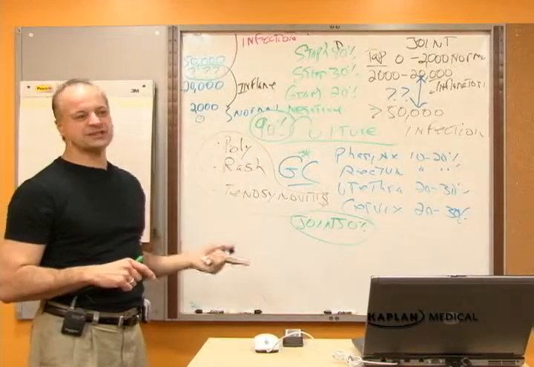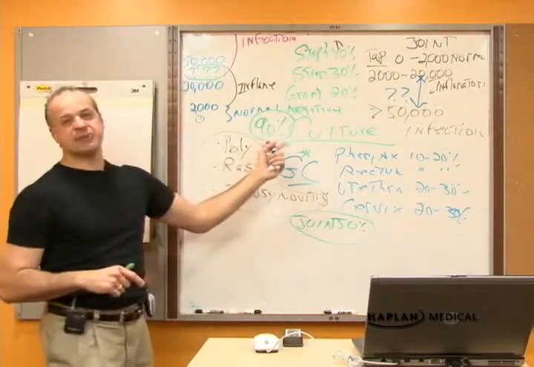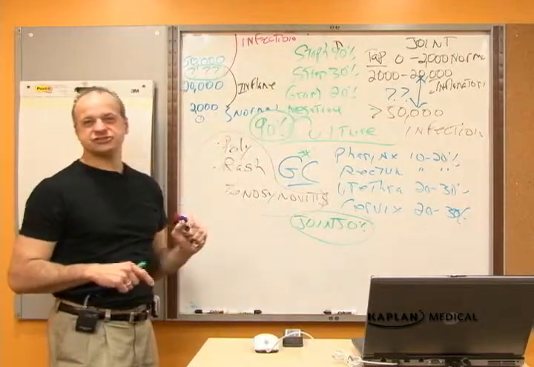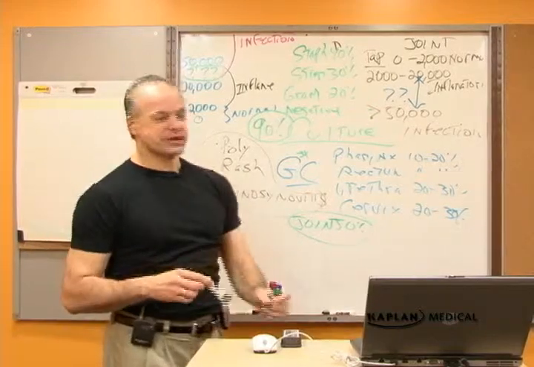The gram stain will be positive in 60 to 70%. The culture positive in 90%. However, that's for staph and strep and gram negatives. Now, who gets septic arthritis?